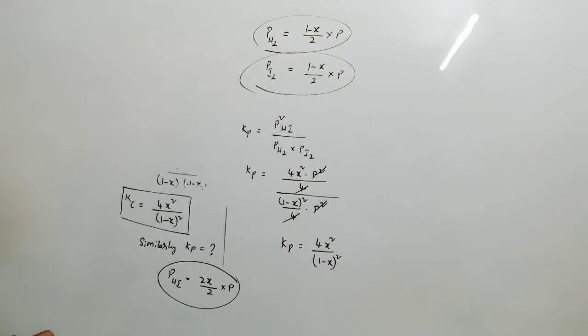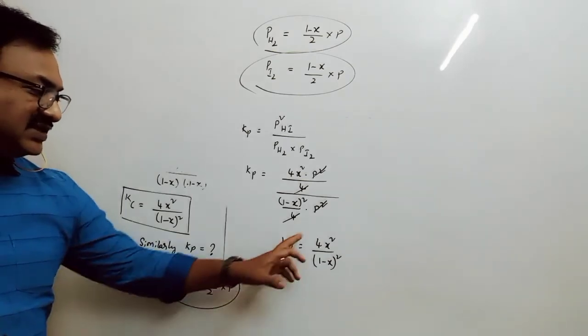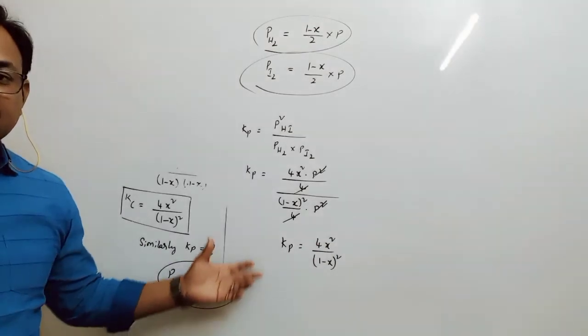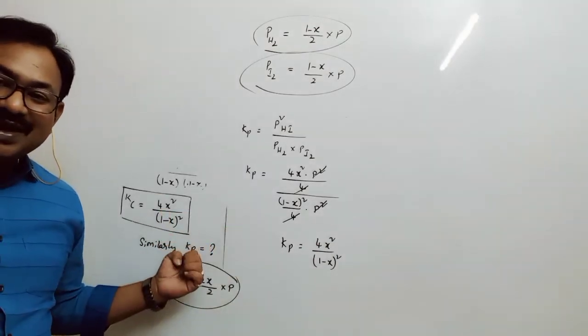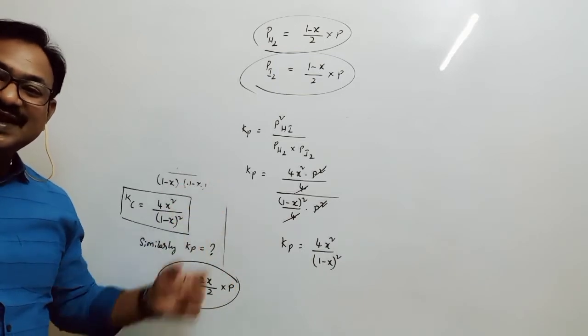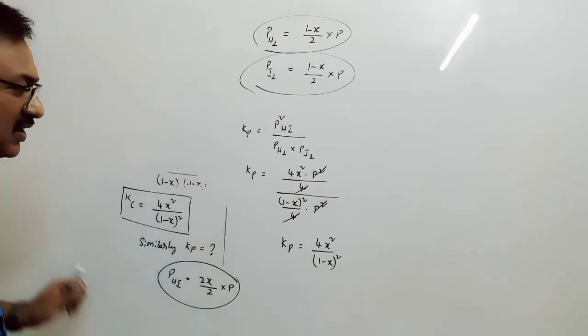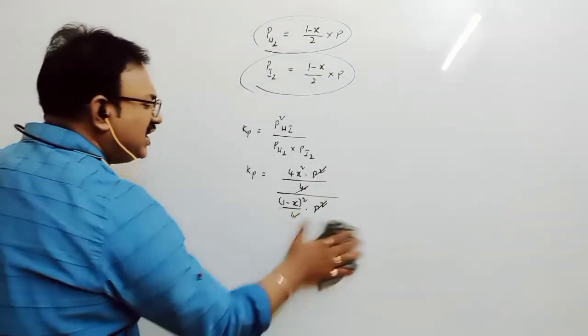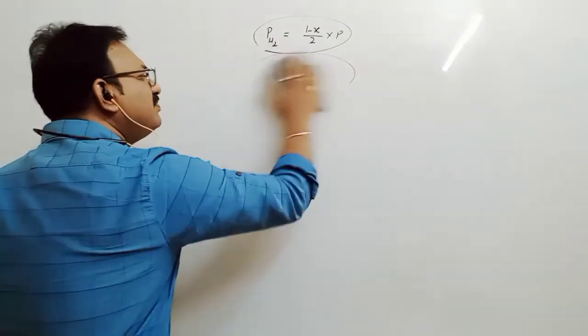Understand? So Kp is equal to 4x square divided by (1 minus x) whole square. Like that you can predict Kp as well as Kc. This is case one, where delta n is equal to 0. In a similar way, we can also take delta n not equal to 0. So I am going to case 2.